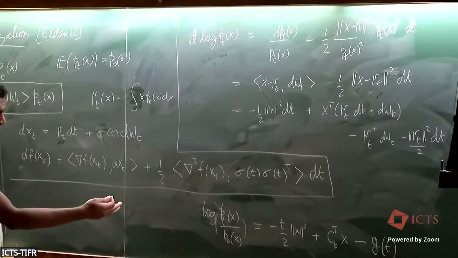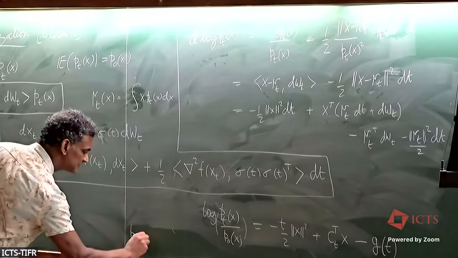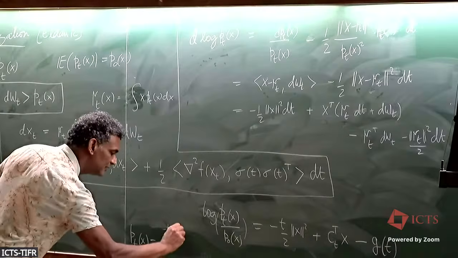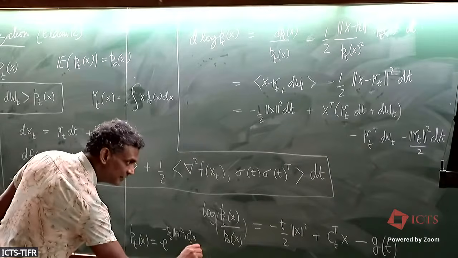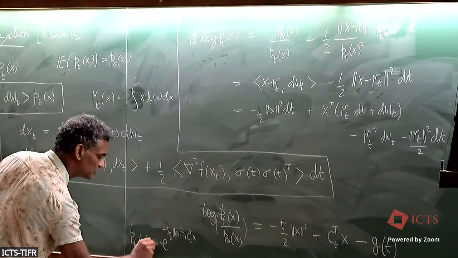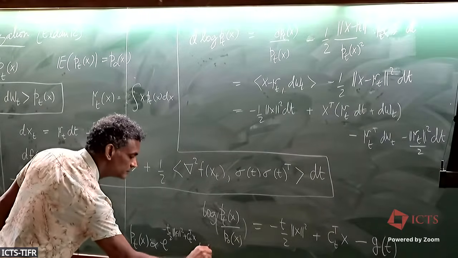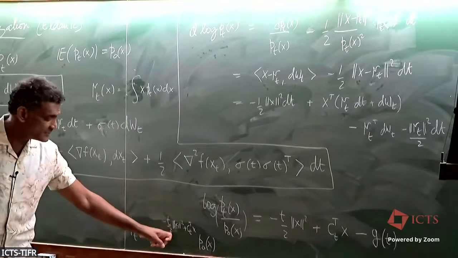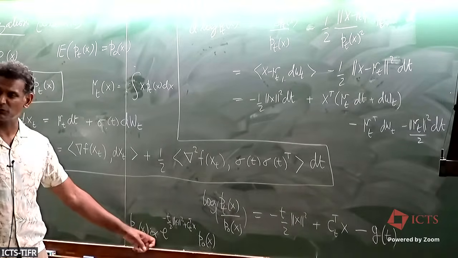But what does this mean? If I now exponentiate and take p0 to the other side, it's telling me that pt of x is proportional to e to the minus t over 2 x squared plus some ct transpose x, where ct depends on t, times p0. I get rid of the gt part, because gt doesn't depend on x. So it's the original density times a Gaussian. You have to rescale, that's why it's proportional, that's what the gt does.